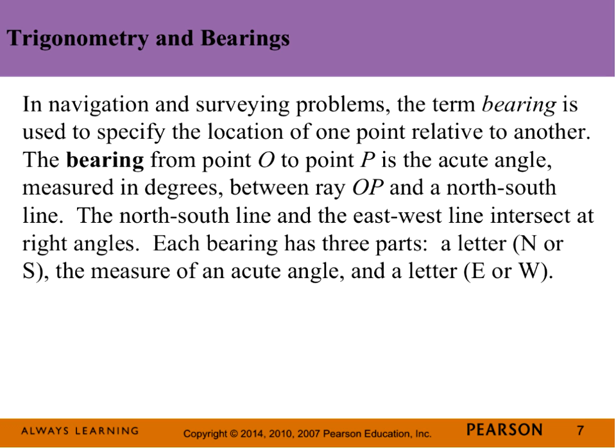The north-south line and the east-west line intersect at right angles. So it's going to look a lot like our X and Y axes. Each bearing has three parts. It has a letter, north or south, the measure of an acute angle, and a letter E or W, which hopefully jumps out at you is for east or west.